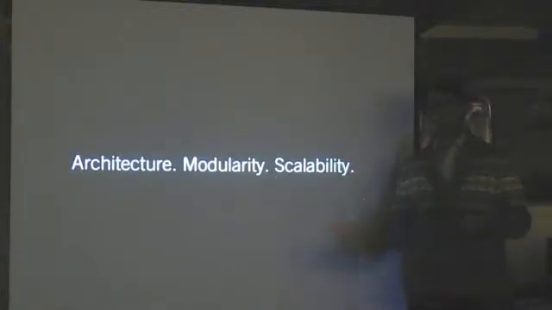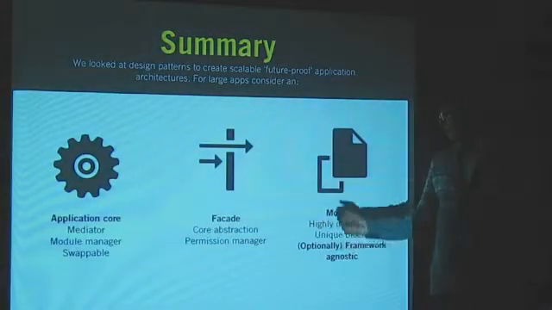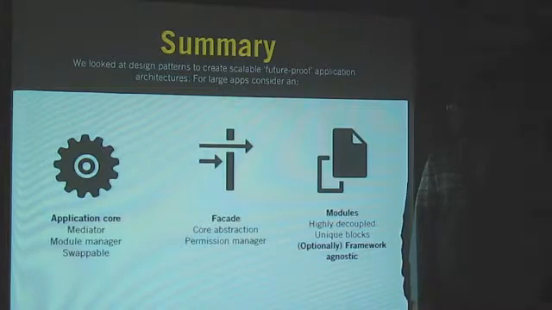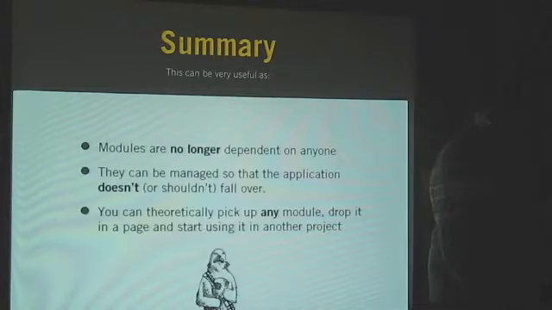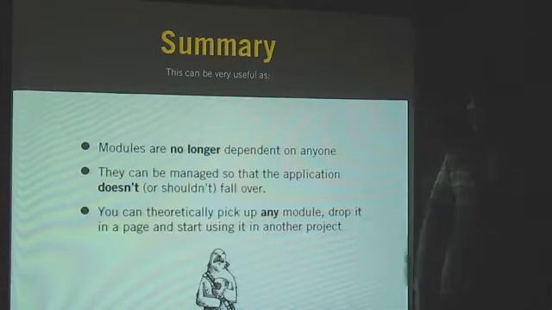Then we took a look at scalability. So how can we harness design patterns to start building things that are slightly more decoupled, more flexible, and can scale better? Very last part again. Application core, facade, and modules. We have something that can handle all of our modules and make sure that they're constantly running. We have something that can make sure that nothing breaks other parts of our application. And we have modules that are independent units of code. The system has modules that are no longer dependent on each other. They can be managed so that the application doesn't or shouldn't fall over. And you can theoretically pick up any module, drop it in a page, and start using it if you develop things in this way.